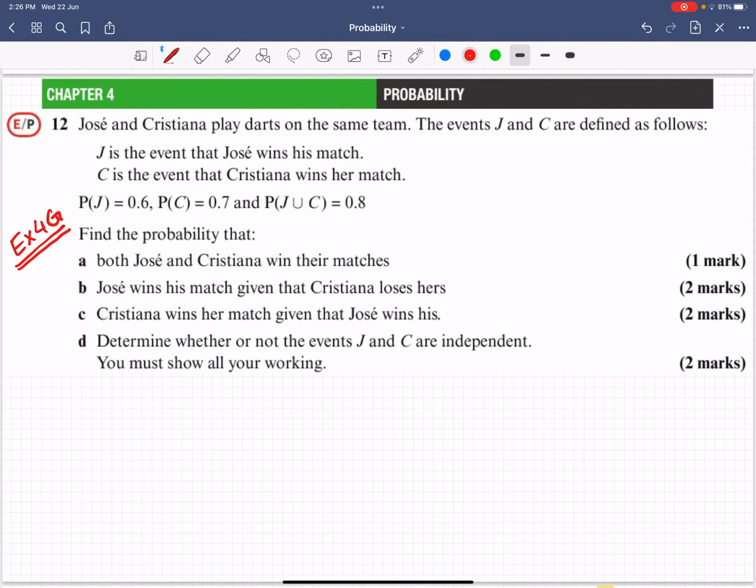Exercise 4G, question number 12. Jose and Christina play darts on the same team. The events J and C are defined as follows. J is the event that Jose wins his match. C is the event that Christina wins her match.